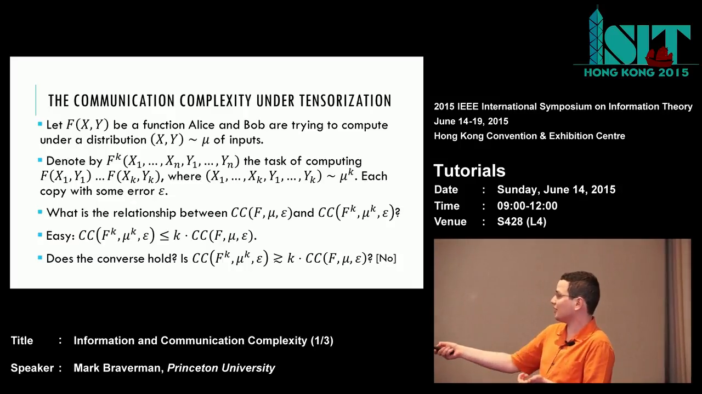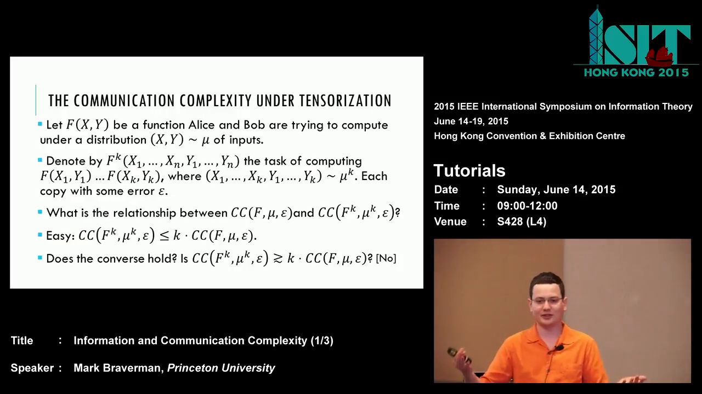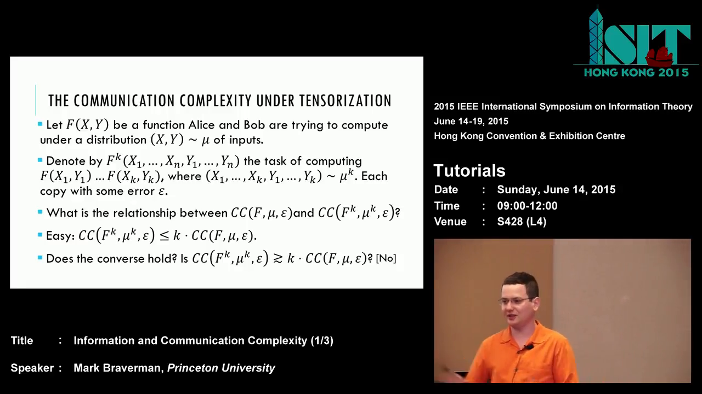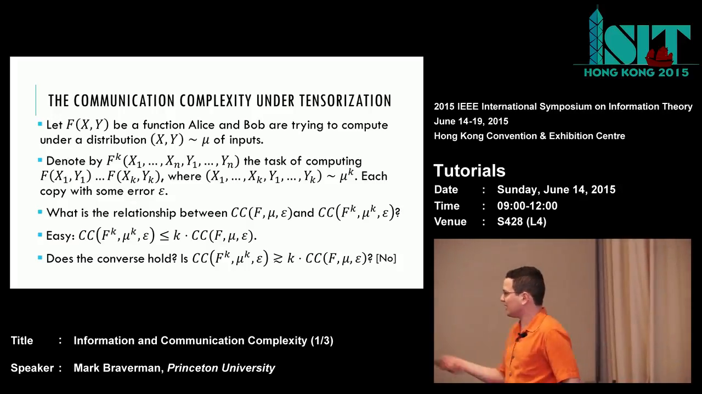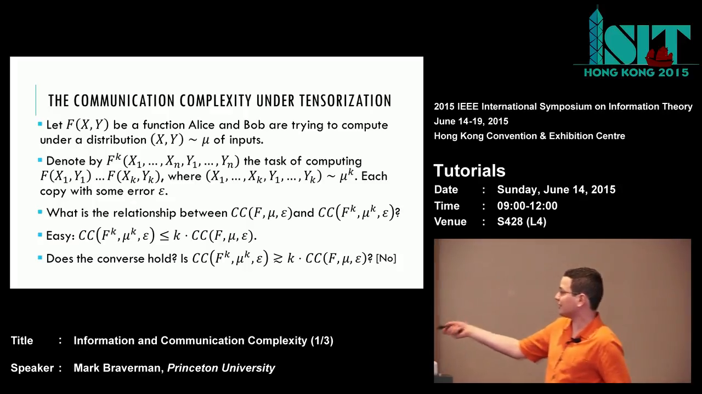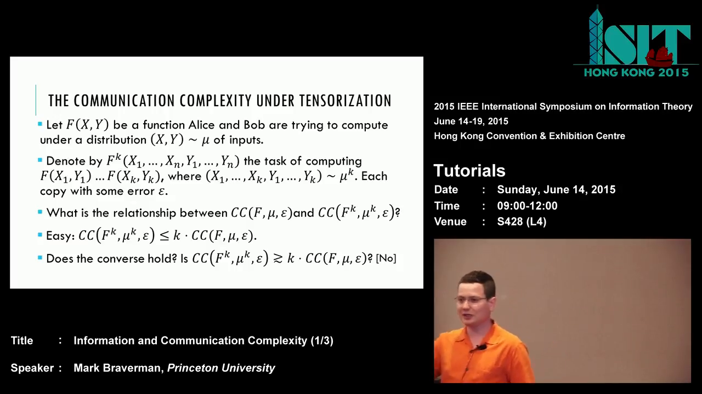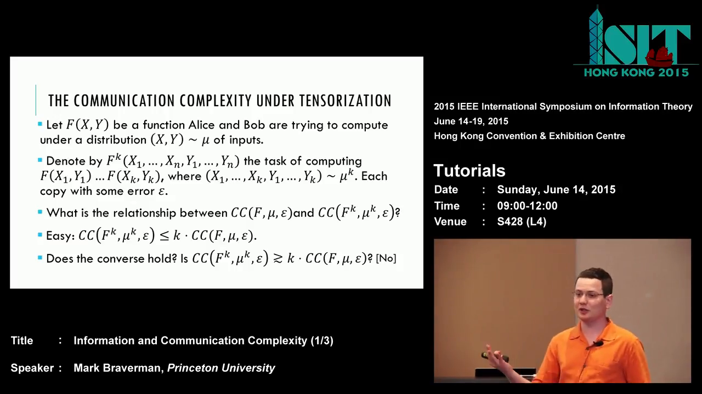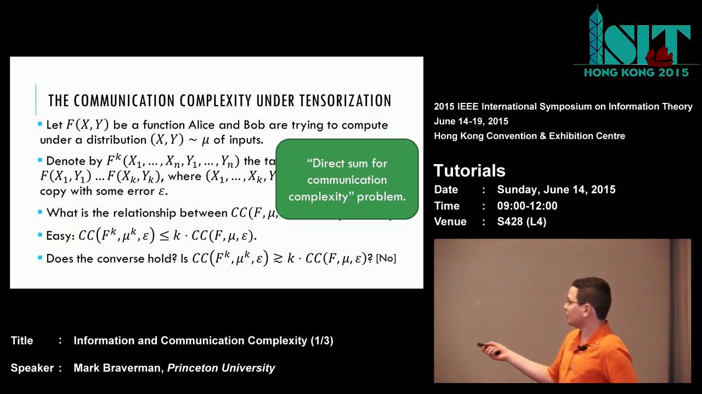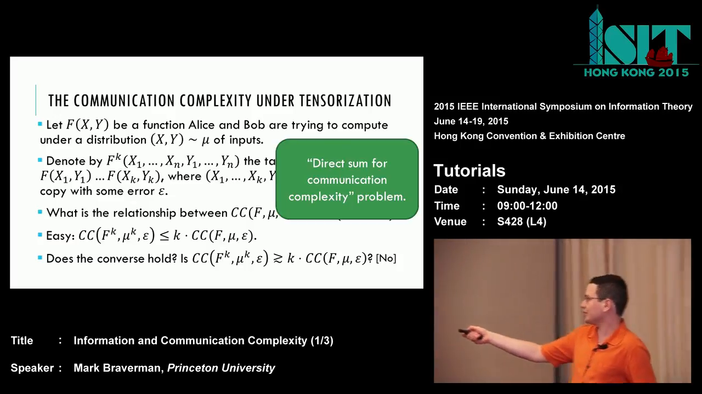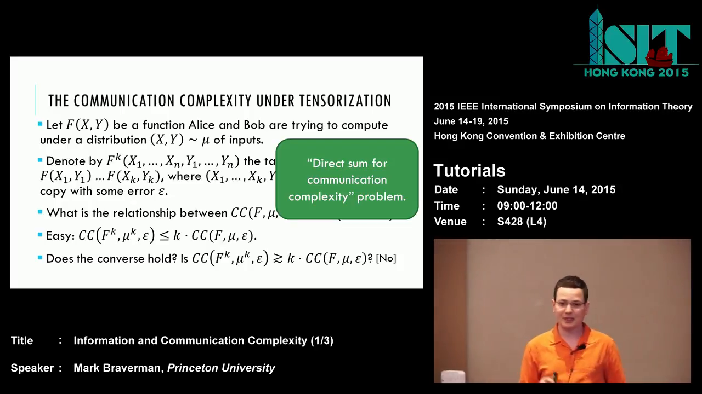It's not hard to see that k copies do not cost more than k times one copy, because you can always just run the things independently. But does the converse hold? Is it true that k copies cost as much, up to say a constant, as k times one copy? Or can we sometimes get a volume discount for solving many things in parallel? In the computer science literature, this is called the direct sum problem for communication complexity.